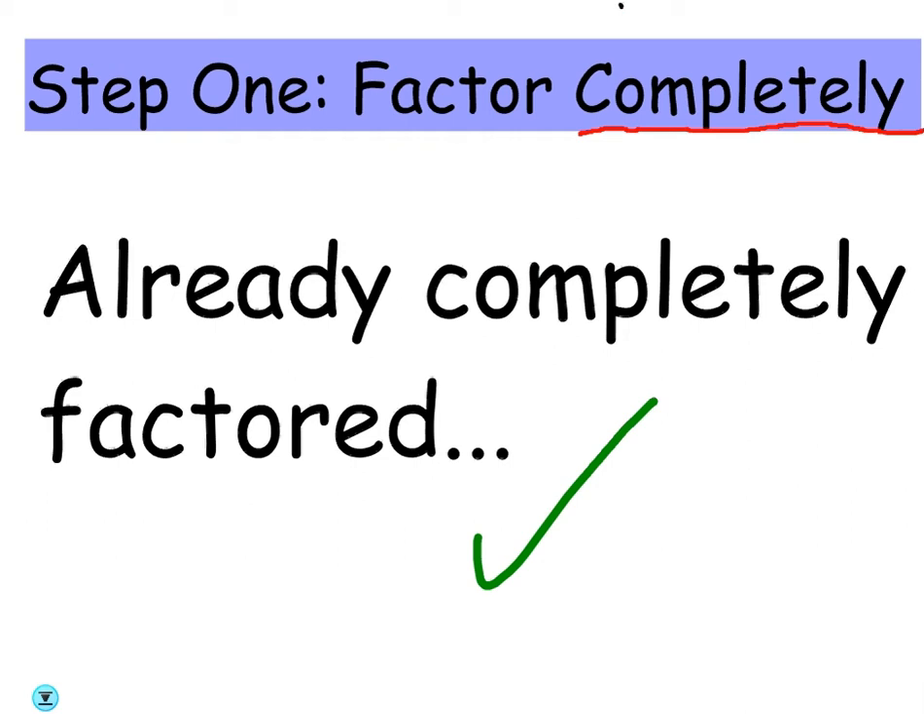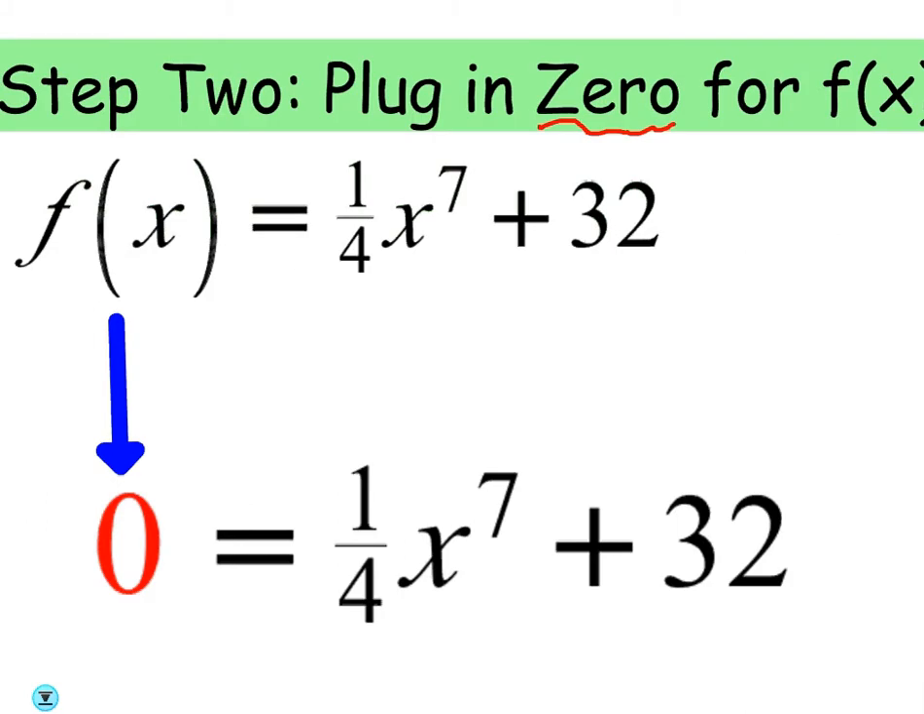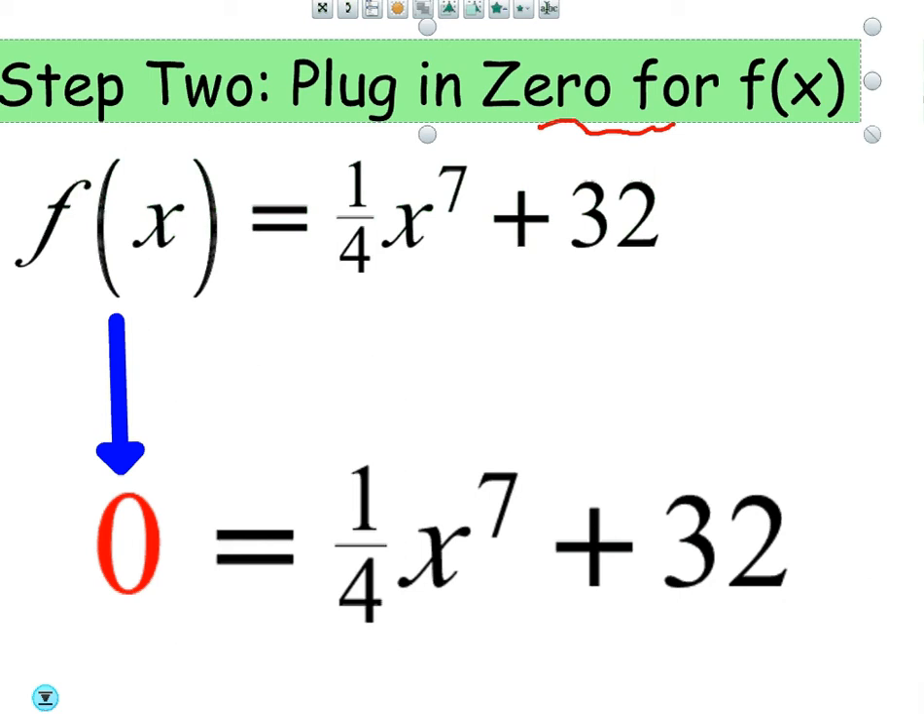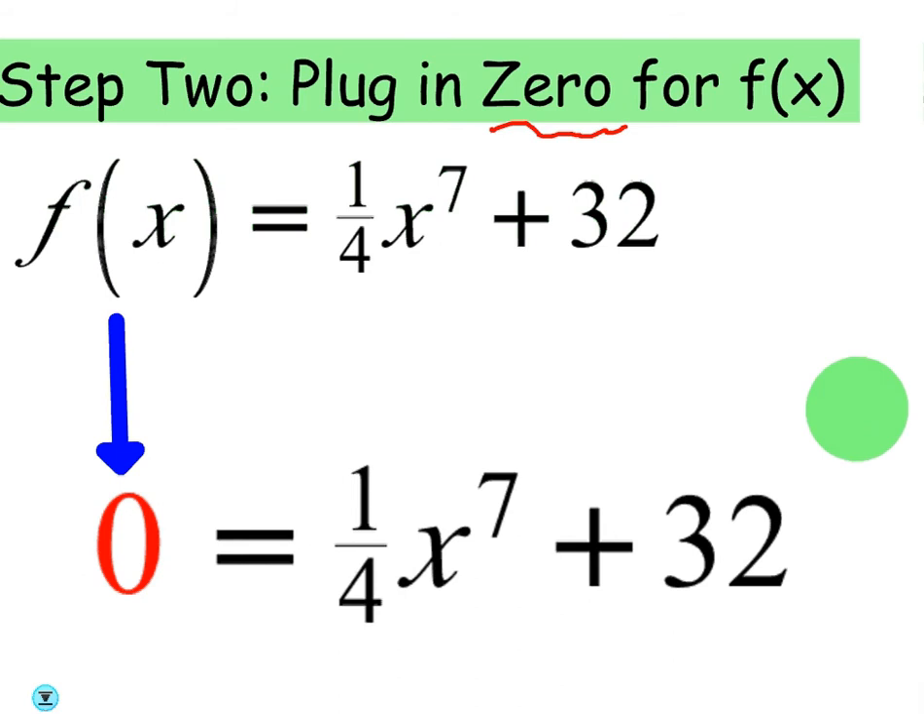The next step is to plug in 0 for f of x or y. Same thing, right? And that's what we just talked about. If you look at the graph, it's where y equals 0. That's what an x-intercept is. So we're just going to plug in 0 for f of x. So factor first if you can, and then plug in 0 for y.